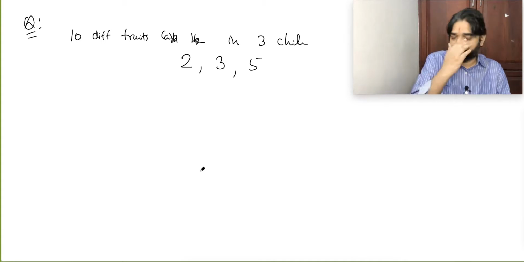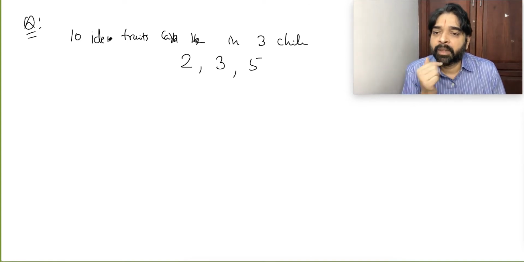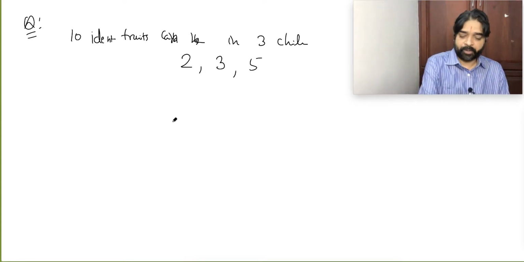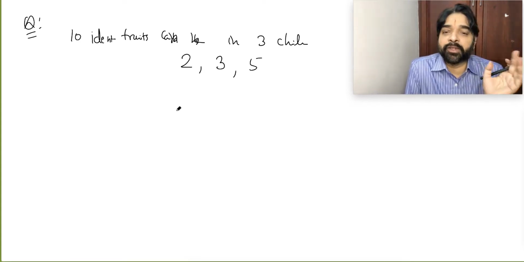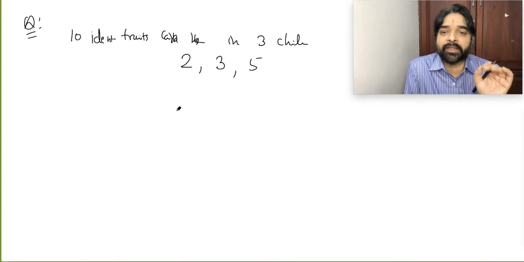one child gets 2 fruits, another child gets 3 fruits, and one child gets 5 fruits. Give me the answer quickly. Not different, I'm sorry, identical. 10 identical. What is the answer? Quick. In how many ways can we distribute 10 identical fruits among the 3 children? One child gets 2 fruits, another child gets 3 fruits, and one child gets 5 fruits. Answer. This much time, no.